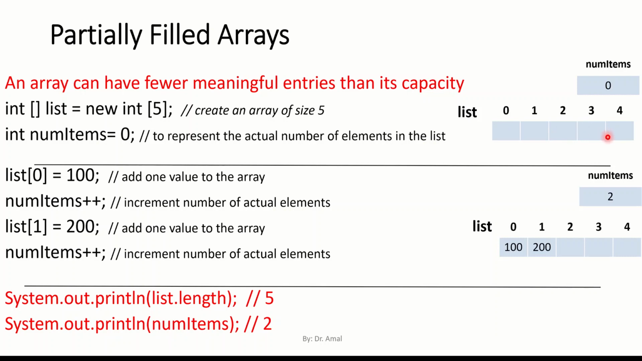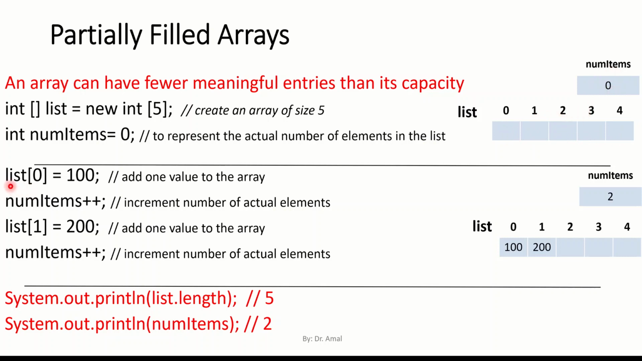And to know how many elements I have in my array, I will create another variable. I will call it int numberOfItems. And because I have no items, no values in my array, I will initialize it to 0. So this is to represent the actual number of elements in the array. And that's why here we have numberOfItems as 0. So here we have to distinguish between two things: the length of the array, which is 5, as created when we declared the array, and how many elements we are actually saving. I'm saving nothing so far, so that's why numberOfItems is 0.